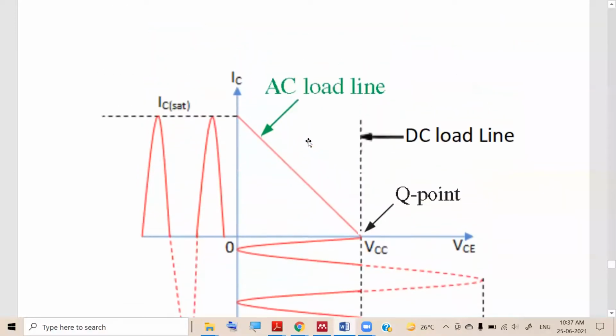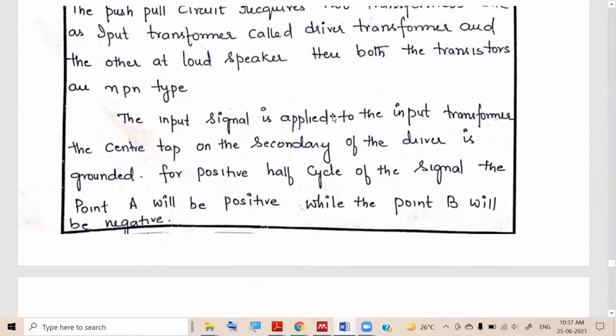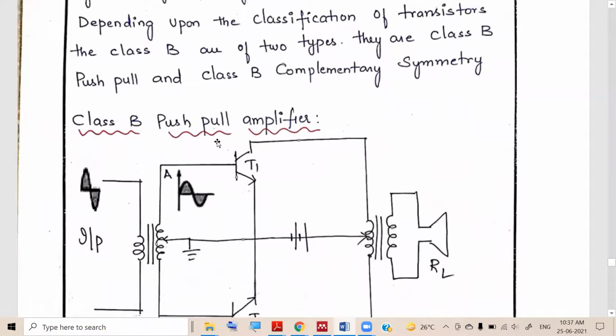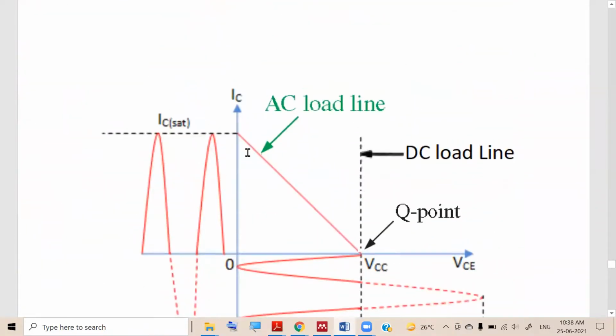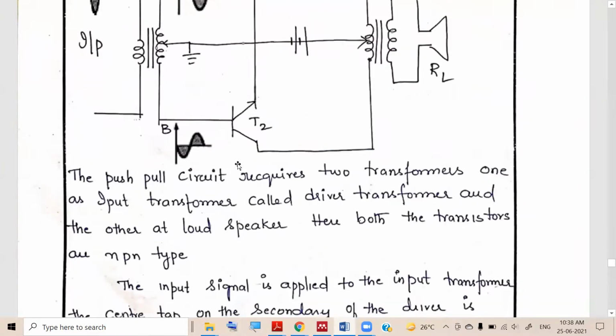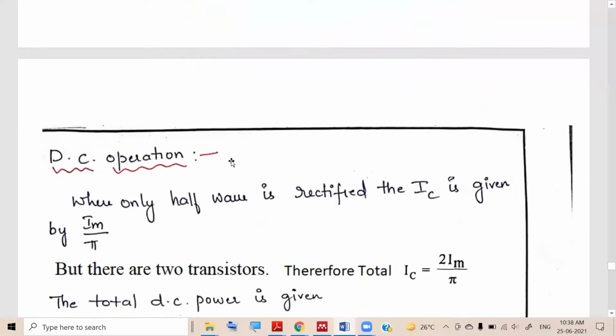T1 is sufficient. So this is common for both the complementary symmetry class B amplifier as well as the class B push-pull amplifier. This graph is common, so the explanation of the circuit is different. The graph is common, the derivation is common, right? The derivation is common. So that is what we will be discussing next.